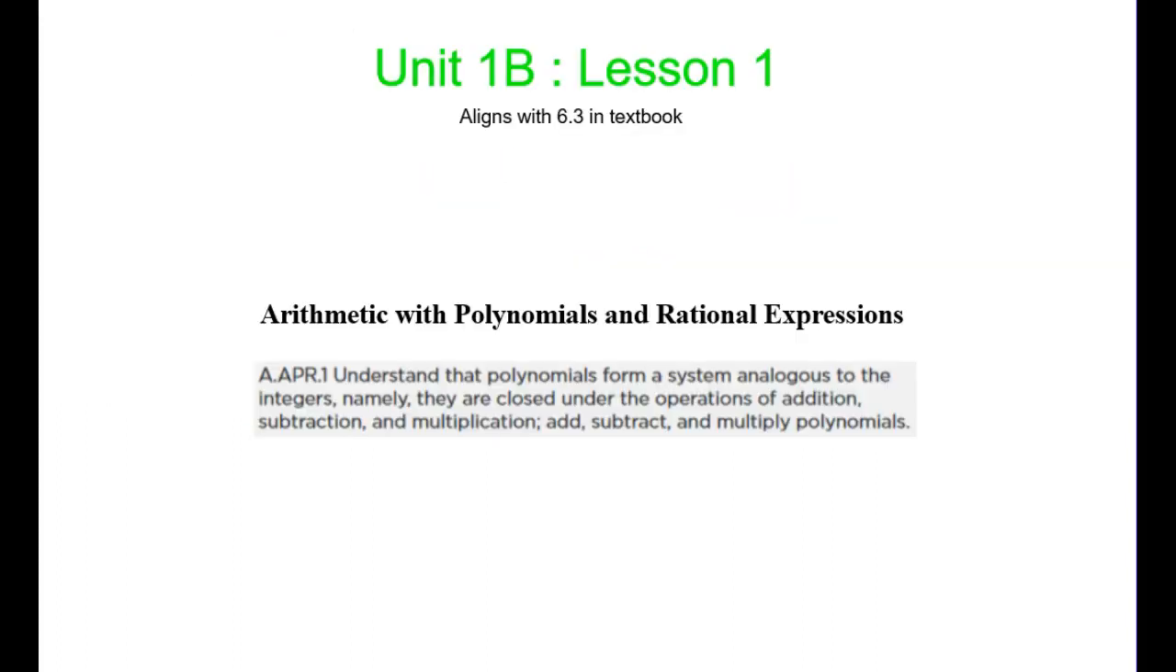In this lesson, we added, subtracted, and multiplied polynomials together. The main thing you need to take away from this lesson is that if we add, subtract, or multiply two or more polynomials, the result is still going to be a polynomial. All right, polynomials form a system analogous to the integers. Remember, this does not hold true for division.